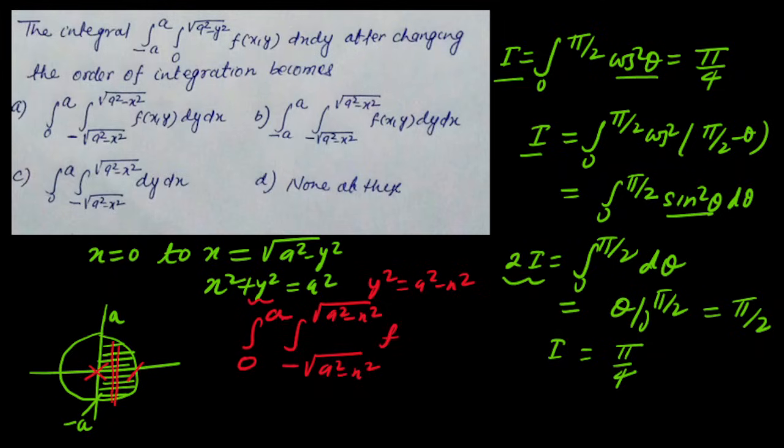and f of x comma y dx dy, or dy dx, because I have taken the limit of y, right? So dy dx. So let me write dy dx. So do we have such option? Minus 2 plus dy dx. Yeah, this C1. So C is correct option. Okay.